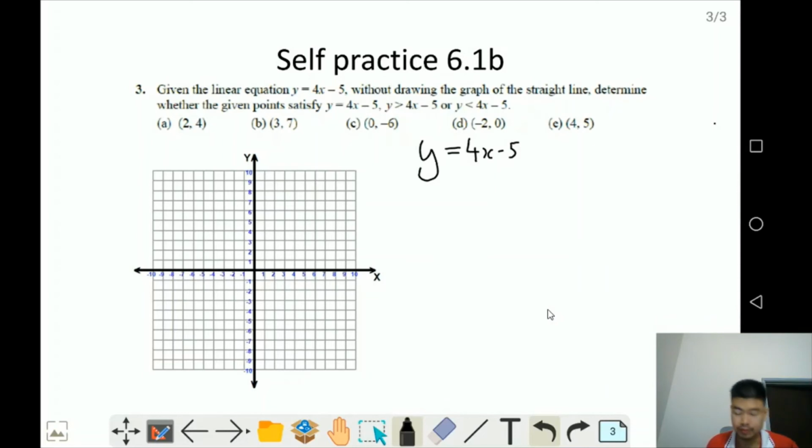Look at the first point, A. You are asked to determine whether 2, 4 is above or below the line. So first step, use the value of x, which is 2, and substitute it into your equation.